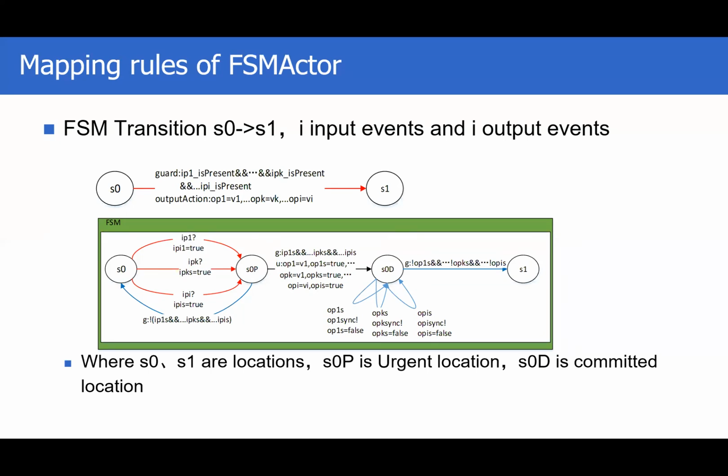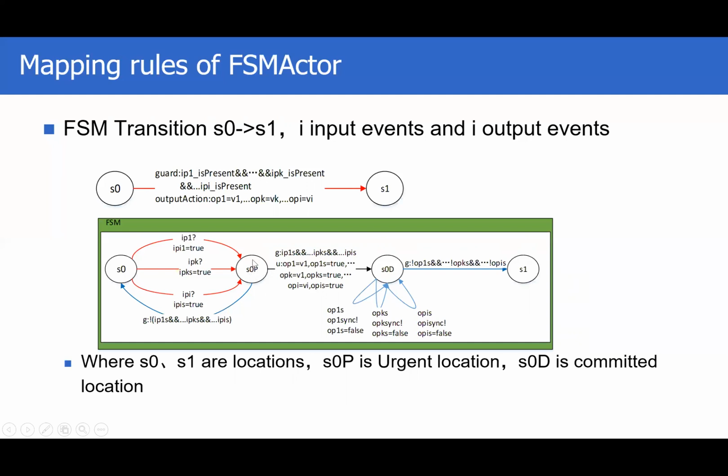It is the synchronization. But the synchronization in DE actor is expressed by the in and out port. So we must match the in and out port with the synchronizations here. For the transition with input event and output event, we have to translate this transition to the transition like here. We add 2 locations, S0P and S0D, these two locations.